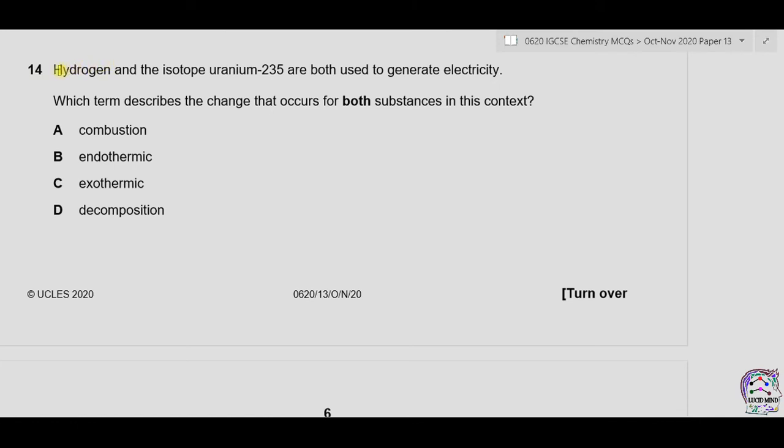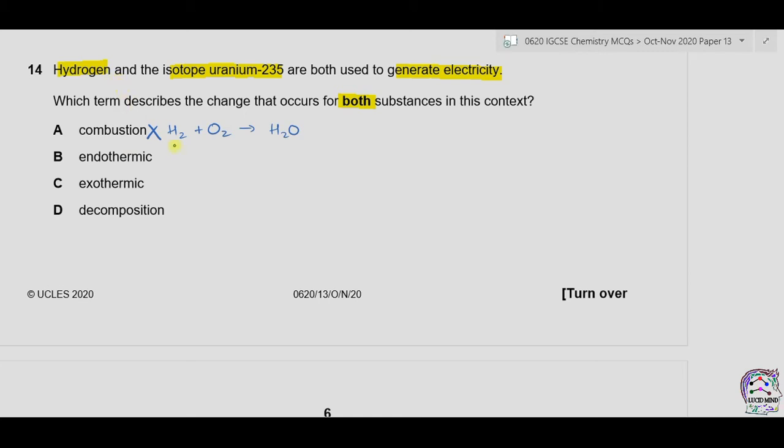Question 14. Hydrogen and the isotope uranium-235 are both used to generate electricity. Which term describes the change that occurs for both substances in this context? A is combustion. Now hydrogen can combust in the presence of oxygen to release energy. That energy could be used to generate electricity, while uranium-235 does not combust. So A is incorrect.